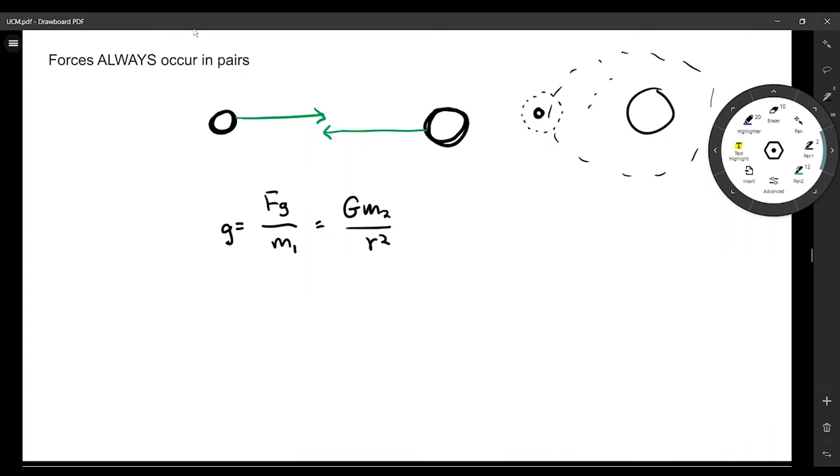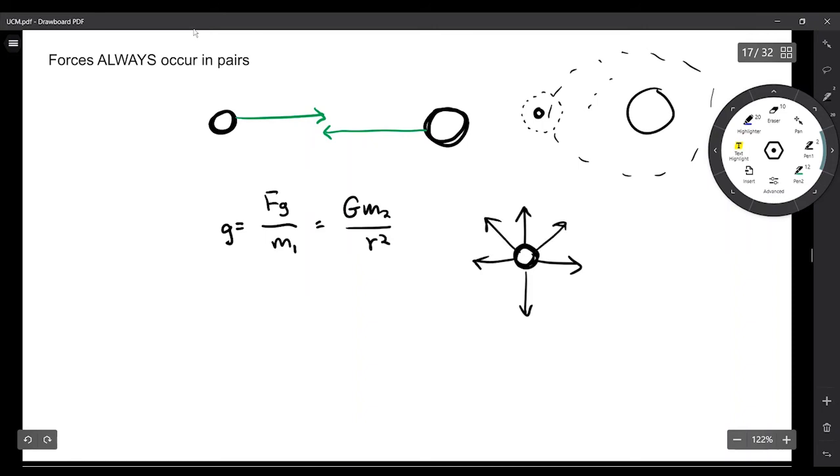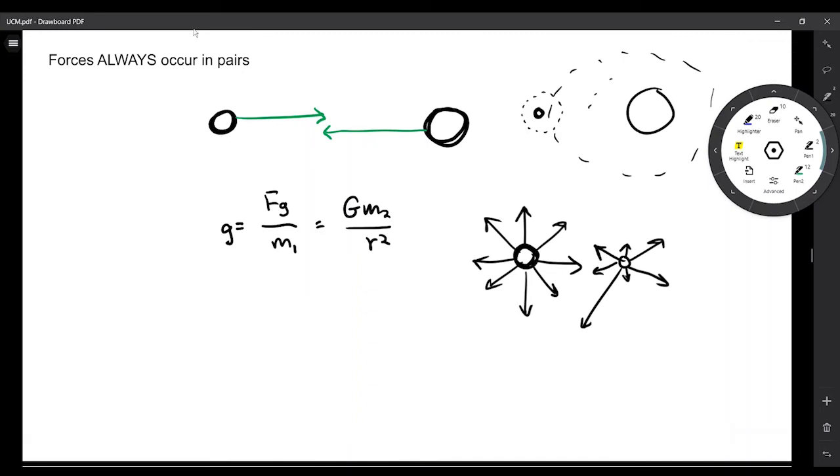Field direction and field magnitude, when you do draw them on perhaps a question or a test, they need to be equal in all directions. If you drew something like this, good luck getting a point.